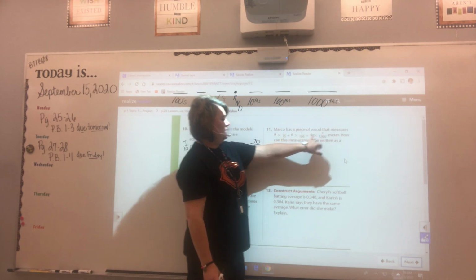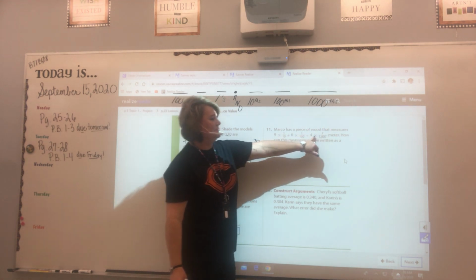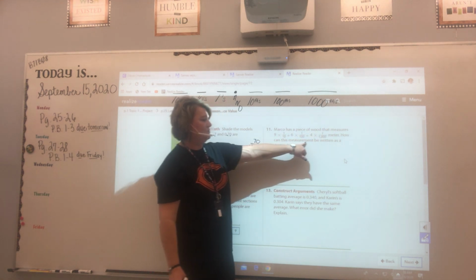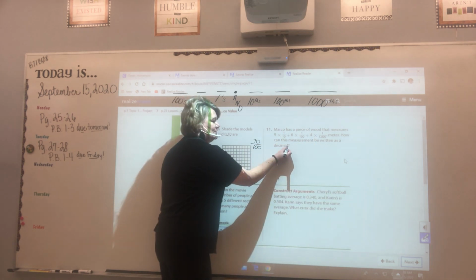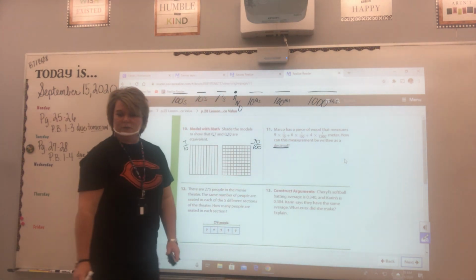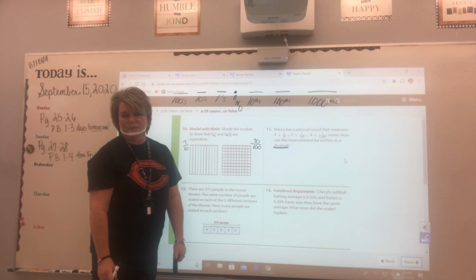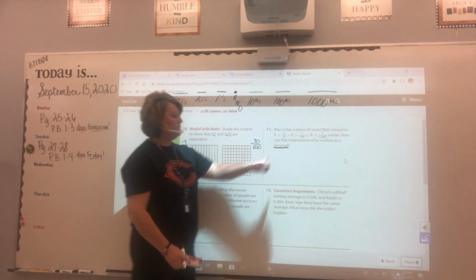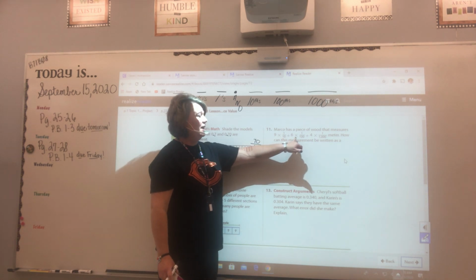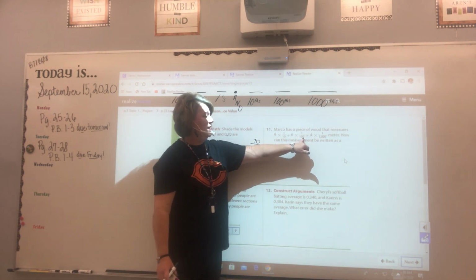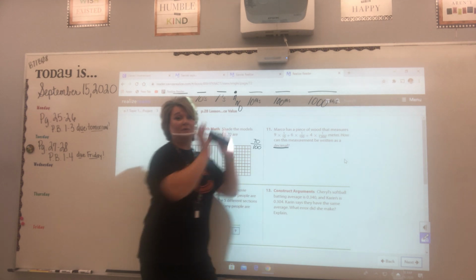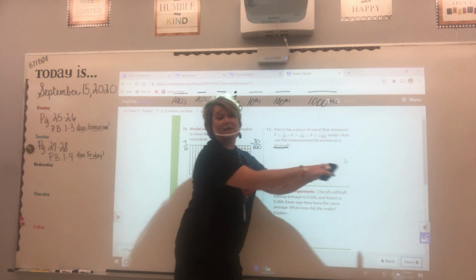Marco has a piece of wood that measures this times this times this. How can this measurement be written as a, what does this say right here? Decimal. Underline that word. In other words, I want the Plano number. I don't care about this. So when you hear tenths, and you hear hundredths, and you hear thousandths, what do you know that's on the other side of? A decimal.